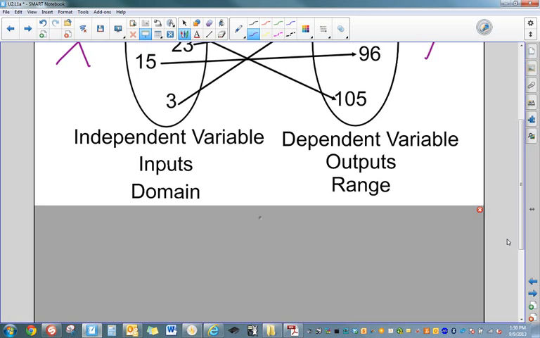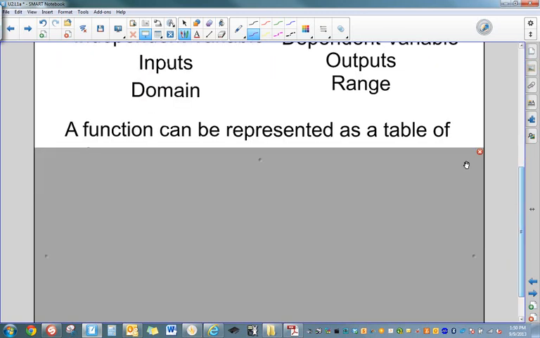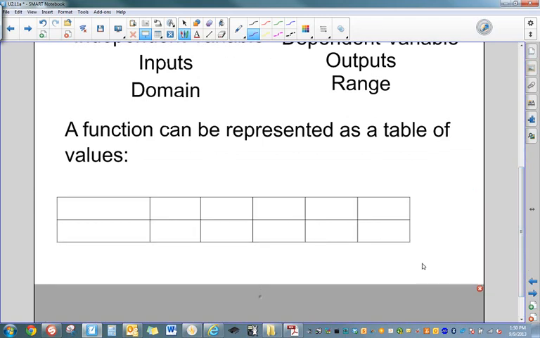So there are a couple other ways that we can represent a relationship. Another way is a table of values. Go ahead and make a little table of values. In your table, you can call this input-output, you can call it x, y, or independent-dependent. I'm just going to call it input-output. I'd like you to fill in the input and the output, from the mapping diagram.